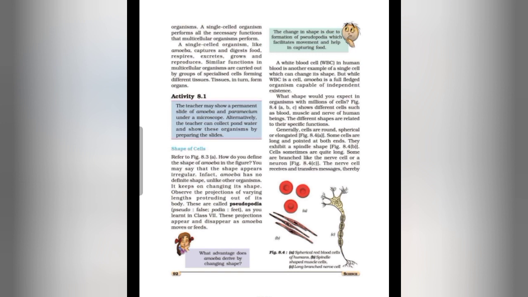So we can say that cells show a great variation in their shapes. As you can see in figure 8.4, spherical red blood cells of humans, spindle shaped muscle cells, and long branched nerve cells. So this is all about the shape of the cell.